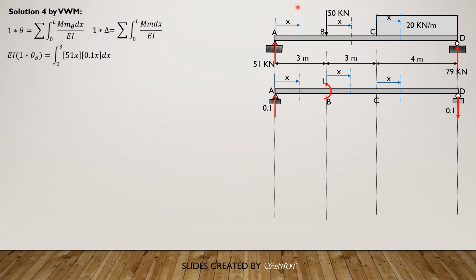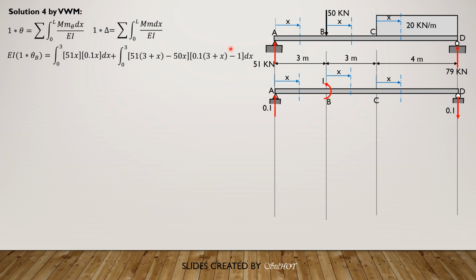51 times x, clockwise positive, remember, if you start from the left. So 51x for the big moment, and for the small m, 0.1 times x dx, 0 to 3. For the next section, we have plus integral of 51 times (3 plus x) minus 50x for the big moment. Then for the small moment, 0.1 times (3 plus x) minus 1.